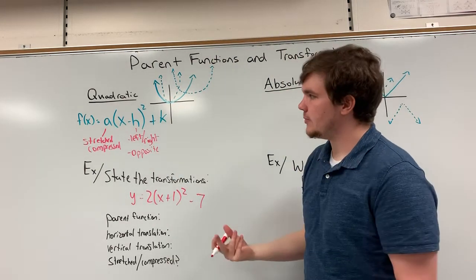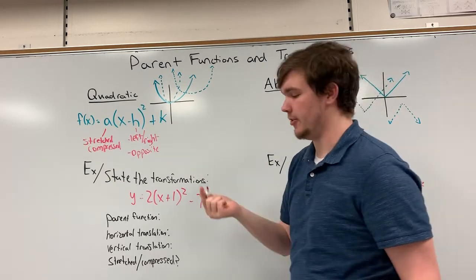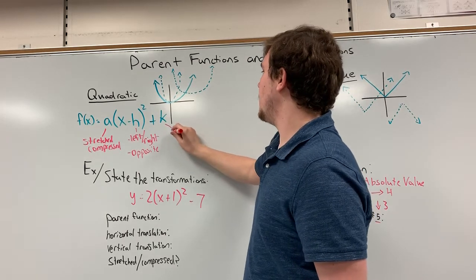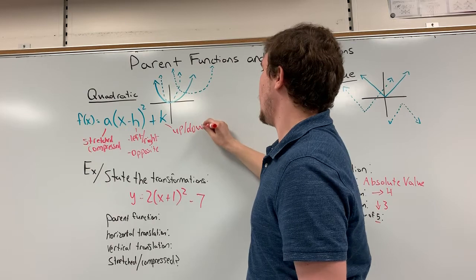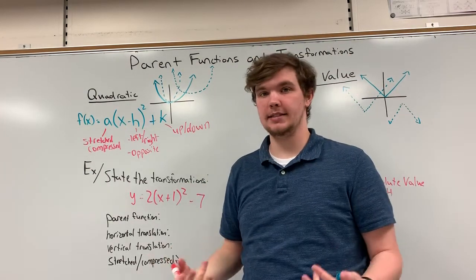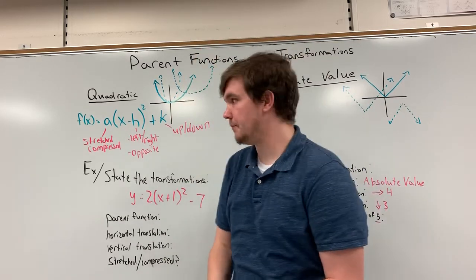And then the last one I have is this K right here. And K stands for covertical, if you didn't know that, right? And so this moves the graph up and down, covertically, up and down. And that is not the opposite way. That's exactly what you would think. If K is positive, then it shifts the graph up. And if it's negative, it shifts the graph down, right?